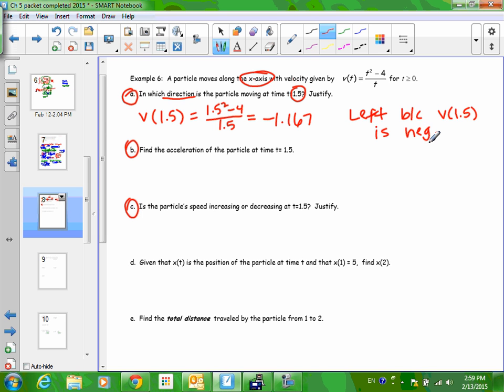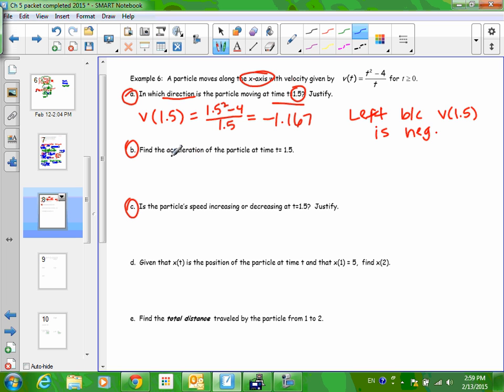You're okay saying velocity is negative, but then you've got to say at time equals 1.5. In your justification, you have to reference the time. I'm going to get pickier with that as we go on, closer to the AP test.